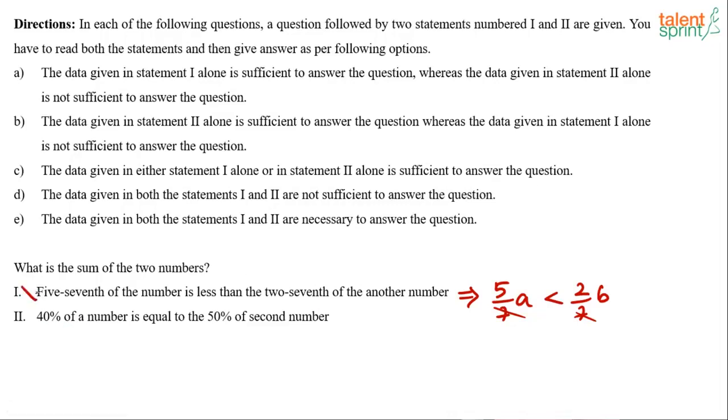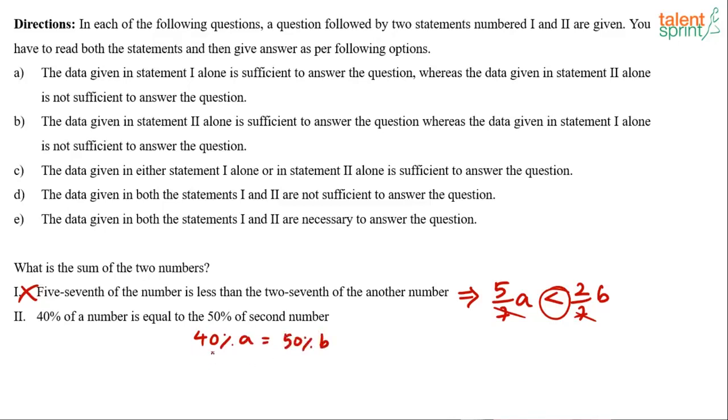So statement 1 alone is not sufficient. This will not give us any information because it's an inequality, right? Second statement: 40% of a number is equal to 50% of a second number. Fine. 40% of a number, meaning 2 by 5, or 40% of a number A is equal to 50% of another number B.